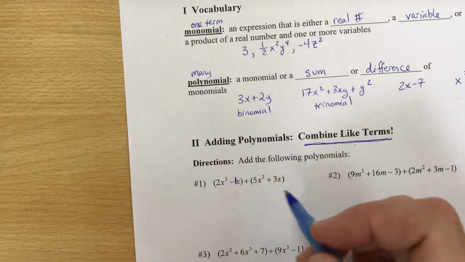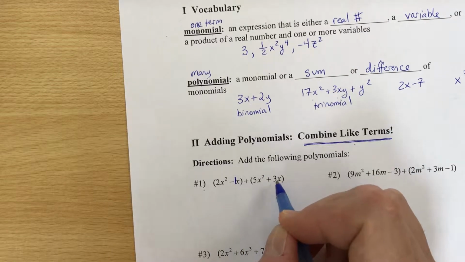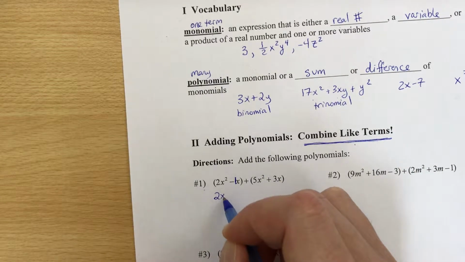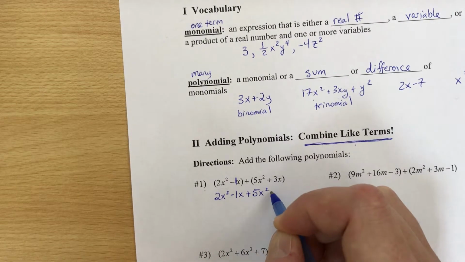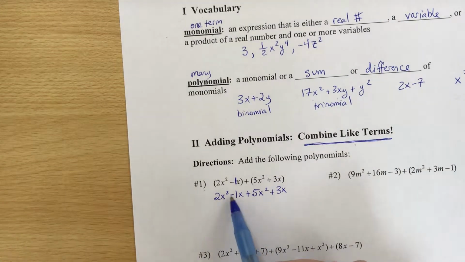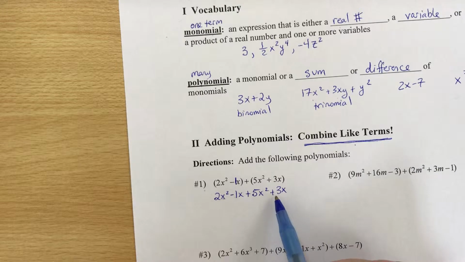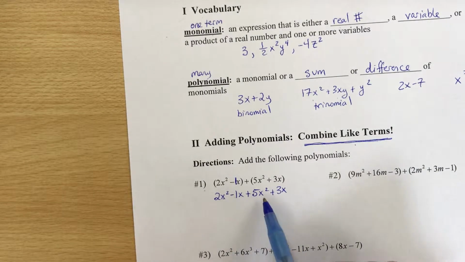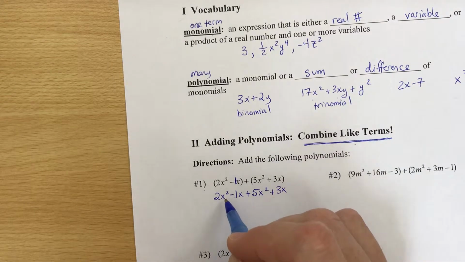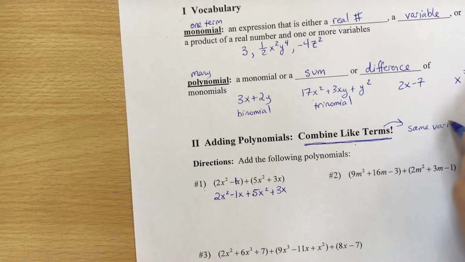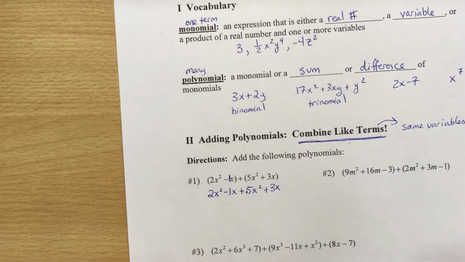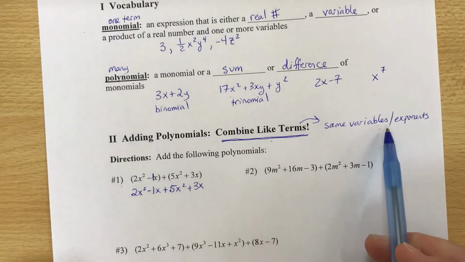Now, the first thing I'm going to do here is rewrite this without the parentheses. And since we're dealing with addition, I'm basically copying my expression. So 2x squared minus 1x plus 5x squared plus 3x. So now we're going to add or subtract, but only if we have like terms. Well, like term means the same variables and exponents.